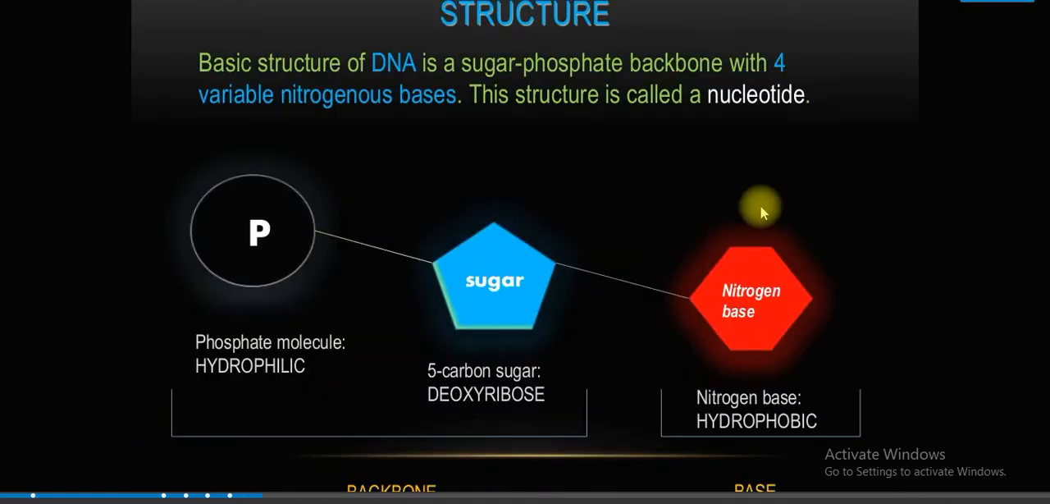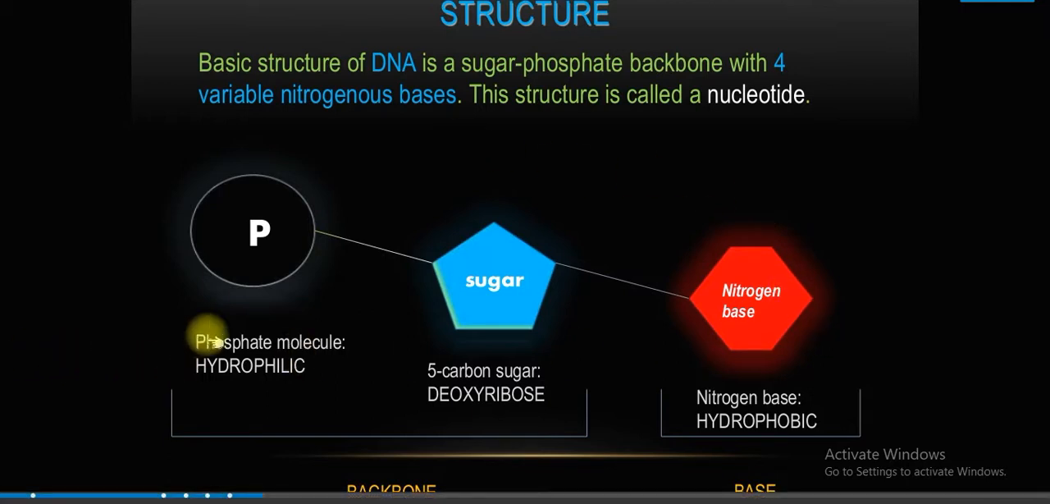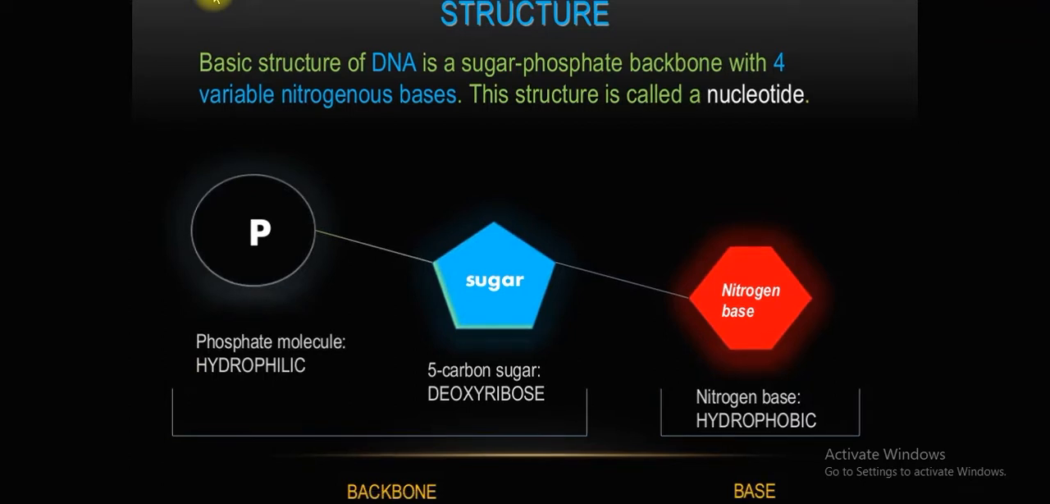The basic structure of DNA mainly contains a sugar-phosphate backbone with four variable nucleotides, and the four nucleobases are cytosine, guanine, adenine, and thymine. A sugar called deoxyribose, a phosphate group, and nucleotides are joined together in a chain by covalent bonds known as phosphodiester linkages, between the sugar of one nucleotide and the phosphate of the next, resulting in the alternating sugar-phosphate backbone.